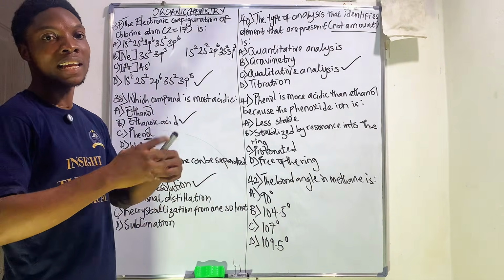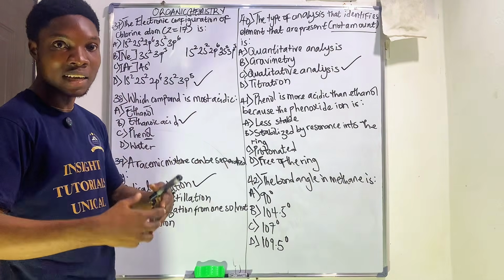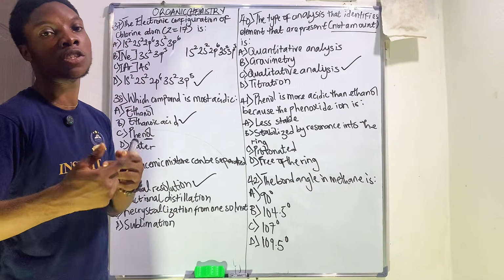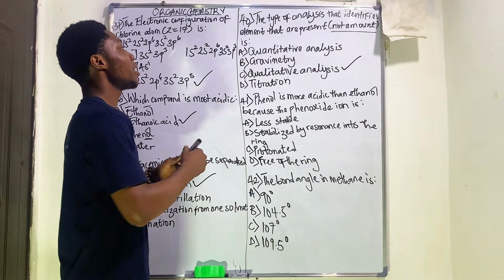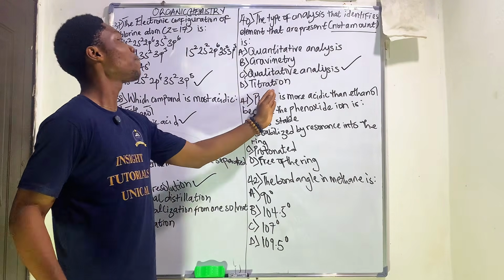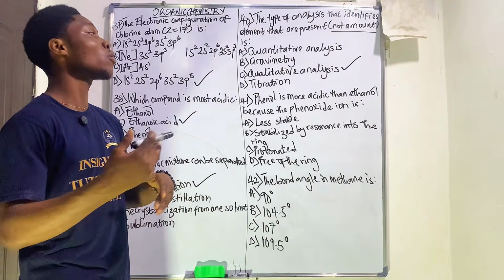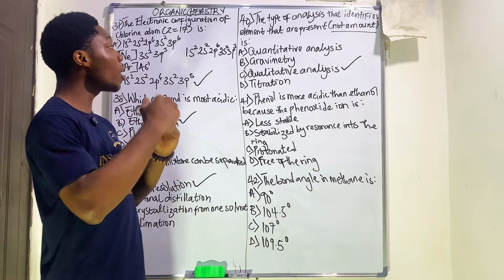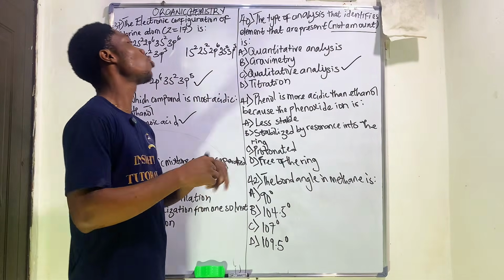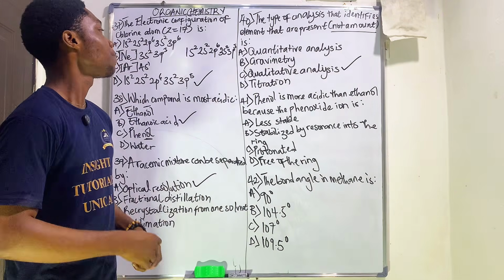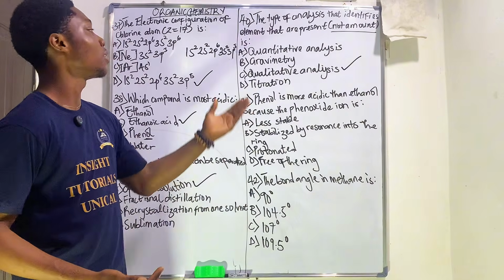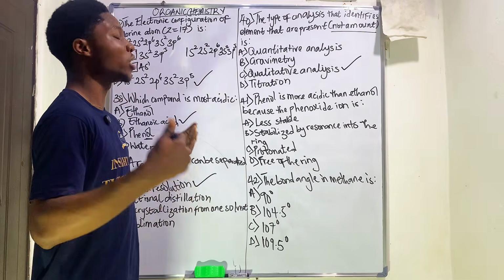Qualitative analysis tells us the element or the organic compounds that are present in a substance. Quantitative analysis tells us the amount of the substance that is present, right? Gravimetry is a form of quantitative analysis, so it still tells us the amount. And titration basically tells us the amount of acid and bases, right? But the one that tells us the type of the compounds or elements that are present is qualitative analysis. You do qualitative analysis by testing out their chemical and physical properties. That's how you'll be able to get the quality of what is there, that's the elements that are there, or the composition.